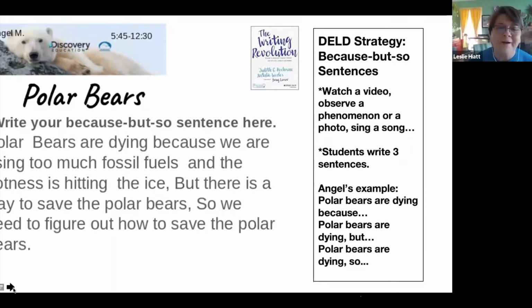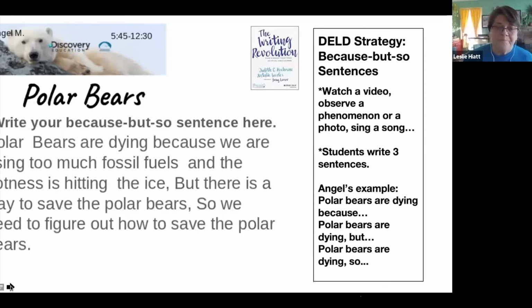So we need to figure out how to save the polar bears. So you can see by Ankel's example there that he does understand the nuances of those small little conjunctions. Then I also, as a teacher, can look at that and say, okay, I need to help him maybe with some pronouns or different things. But the basics for online would be to watch a video together, observe a photo, some kind of phenomena, sing a song together, and then try to relate to that.